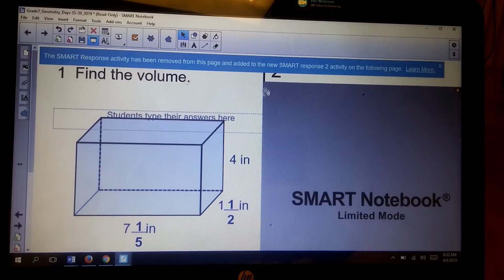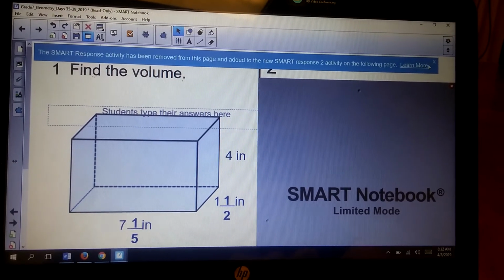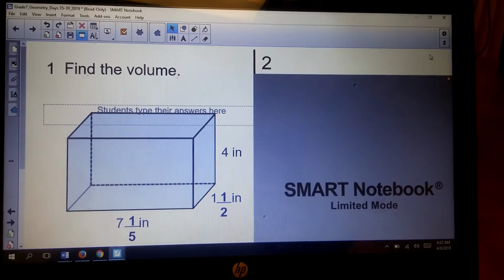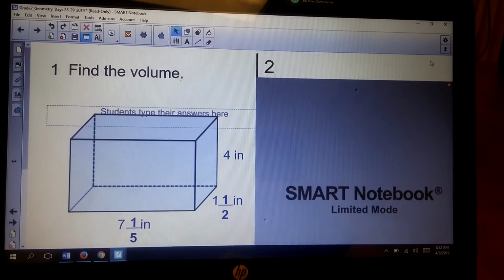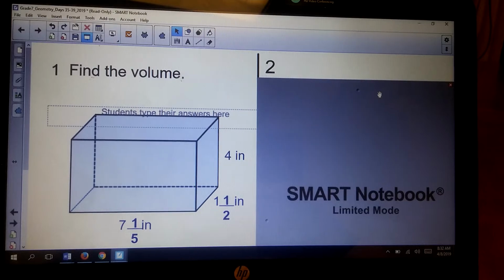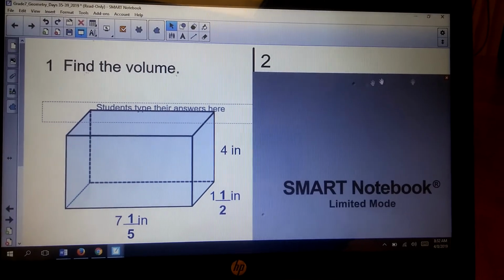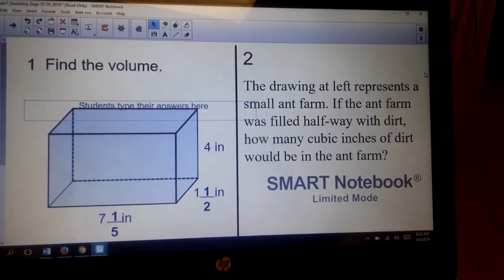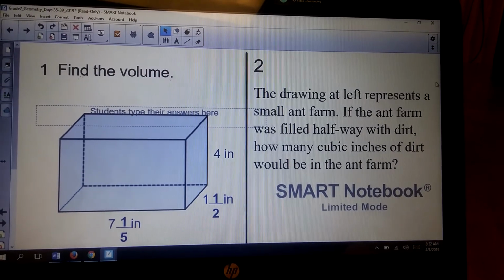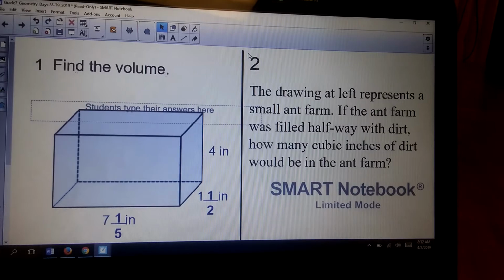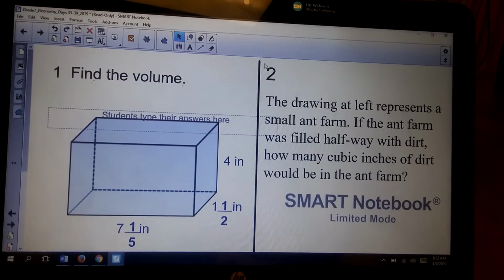Okay, on your own, go ahead and pause the tape now and find the volume of this figure. It's 7 1/5 by 1 1/2 by 4. First, you need to identify what the base is, the two congruent figures. Once you have that first part done, here's the follow-up. It says the drawing at left represents a small ant farm. If the ant farm was filled halfway with dirt, how many cubic inches would be in the ant farm? Pause the tape now.